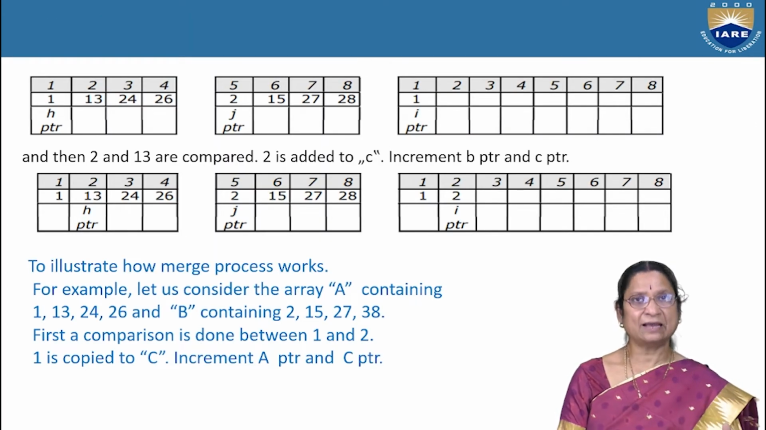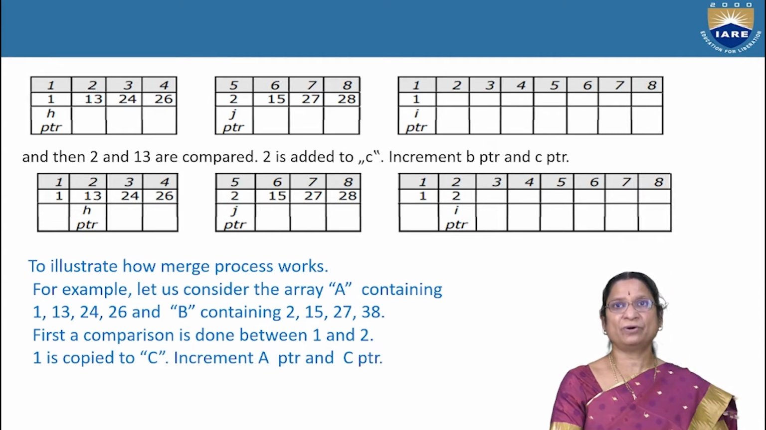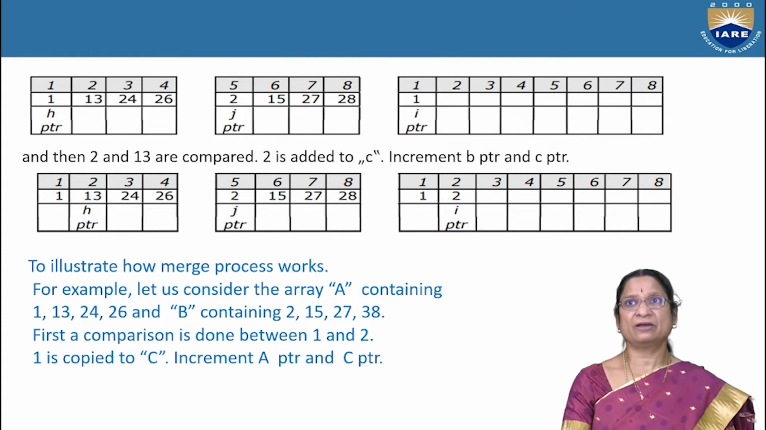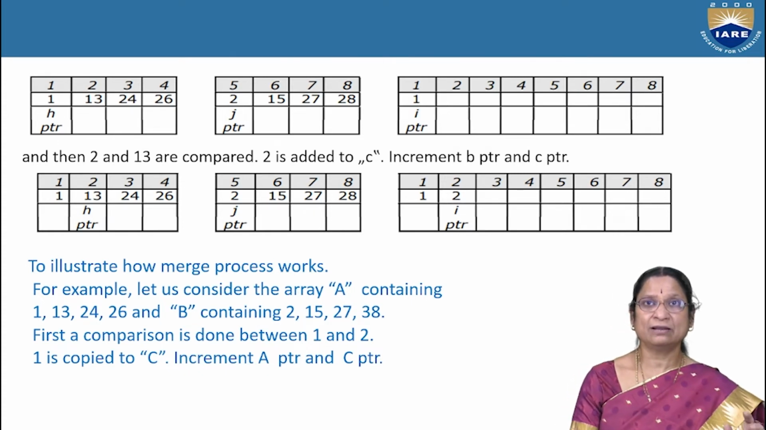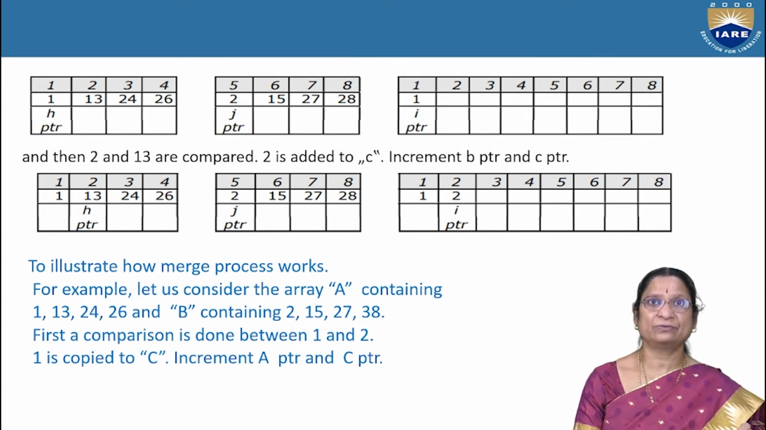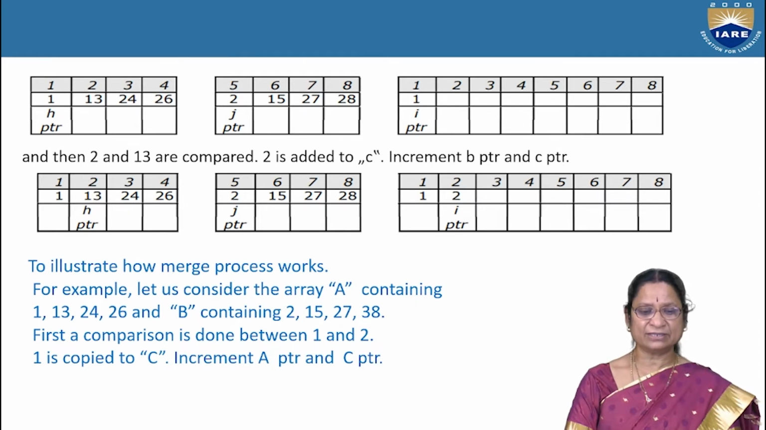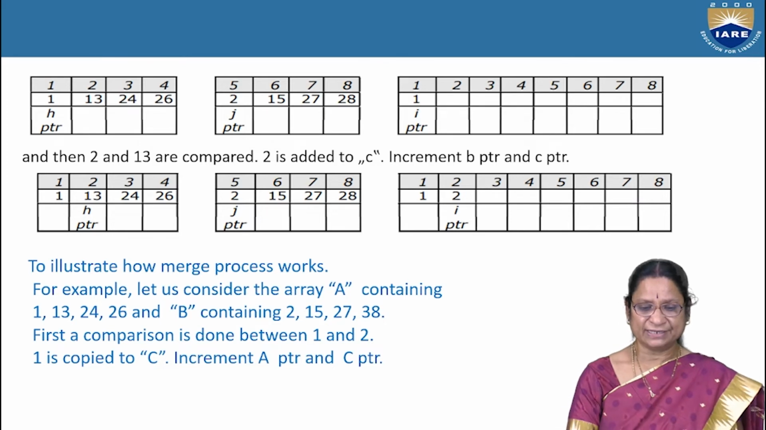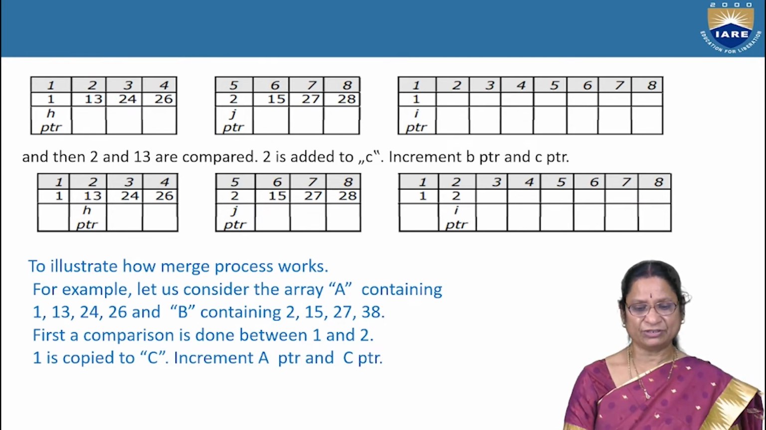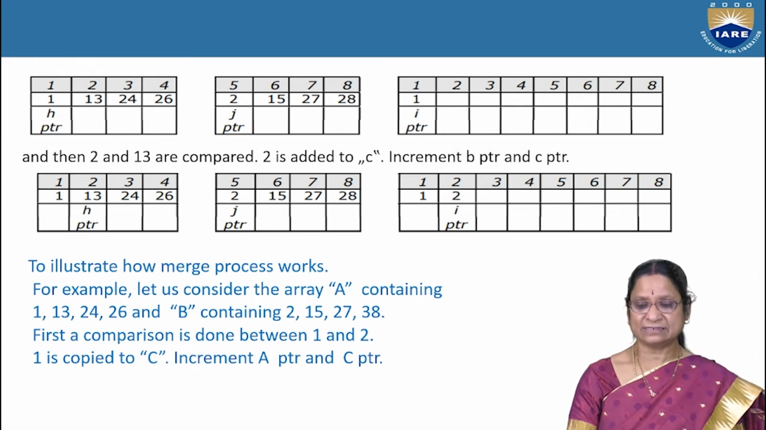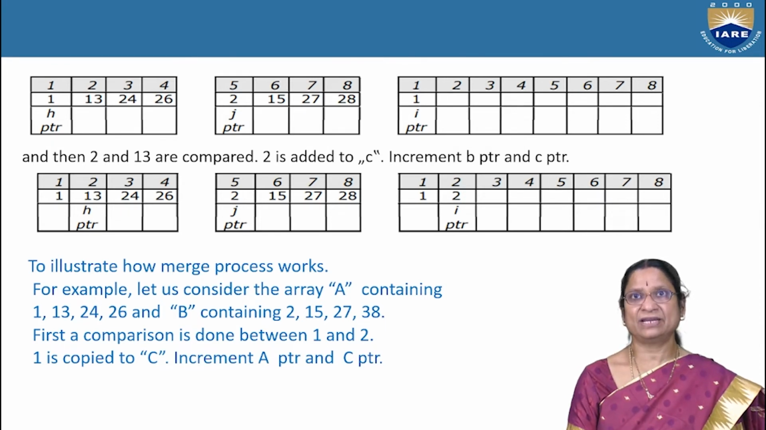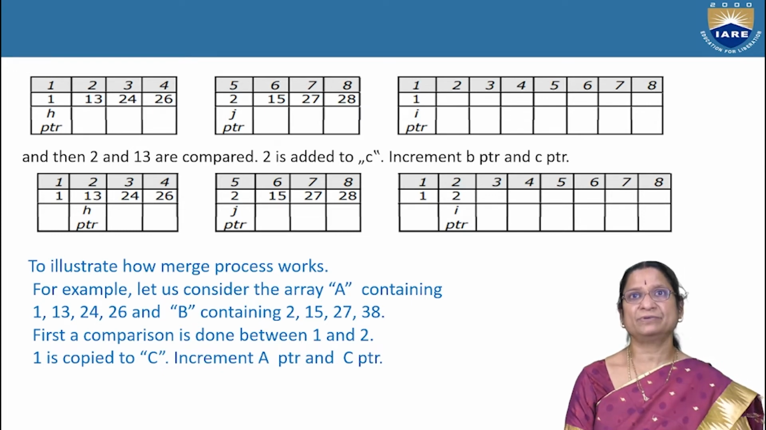So this is another example. We are using some pointers: the H pointer, J pointer, and K pointer, based upon the original algorithm that was explained to you. Now you observe here in the first table what values are there: 1, 13, 24, 26, 2, 15, 27, 28. Indices are 1, 2, 3, 4, 5, 6, 7, 8. These are the original data, and that is the temporary data I am using.